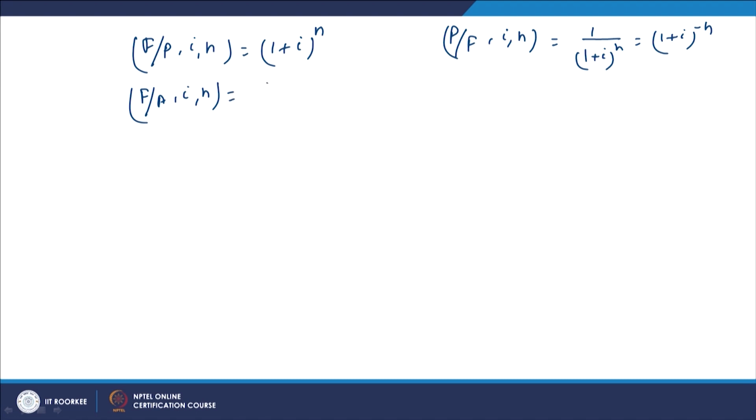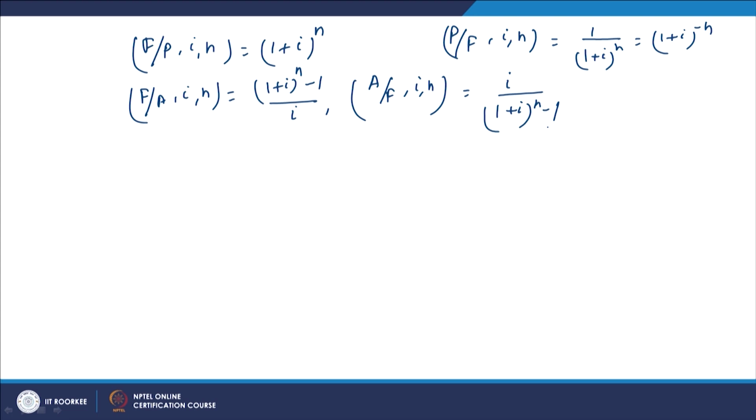Similarly, the P by F, i, n is 1 by (1 plus i) raised to the power n, or (1 plus i) raised to the power minus n. Then you have F by A, i, n, and F by A, i, n we know that it was ((1 plus i)^n minus 1) by i, and A by F, i, n, that was equal to i upon ((1 plus i)^n minus 1).